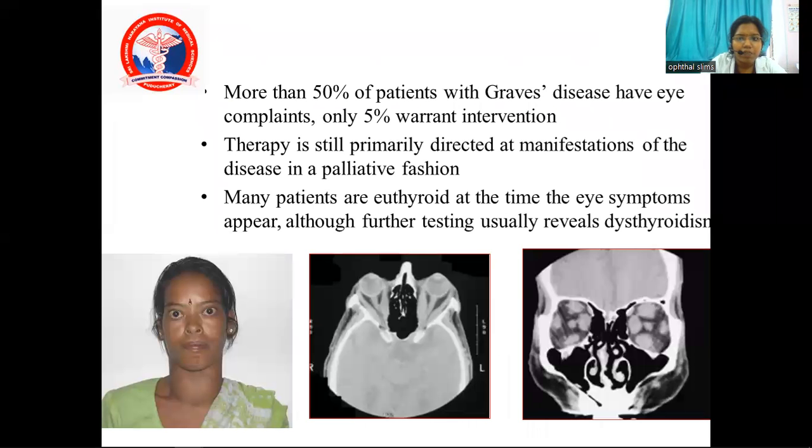More than 50% of patients with Graves' disease have eye complaints, only 5% warrant intervention. Therapy is still primarily directed at manifestations of the disease in a palliative fashion. Many patients are euthyroid at the time eye symptoms appear, although further testing usually reveals dysthyroidism.